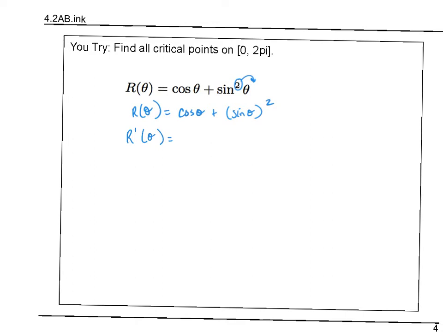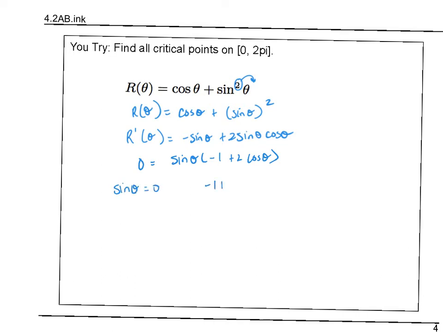So cosine theta derives to negative sine theta. Sine theta quantity squared goes to 2 sine theta cosine theta. Set equal to 0, because this would not be undefined anywhere. Factor out a sine theta. And you're left with that. So again, set each factor equal to 0 and solve them.